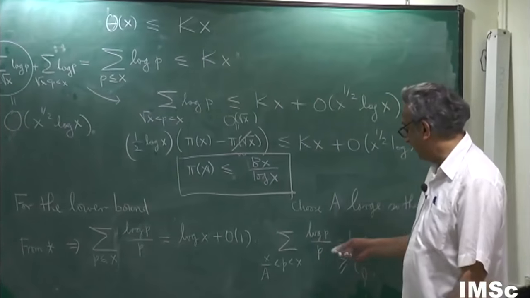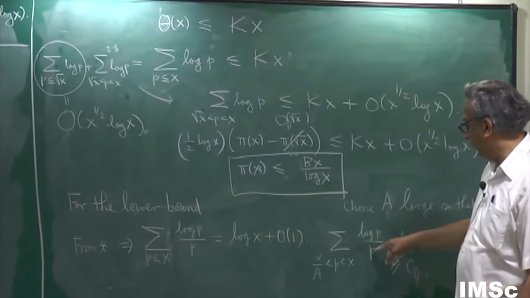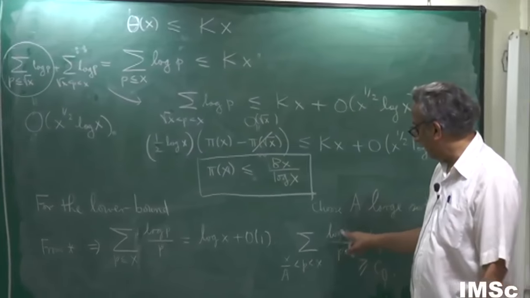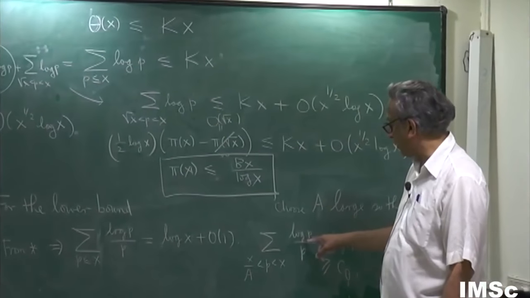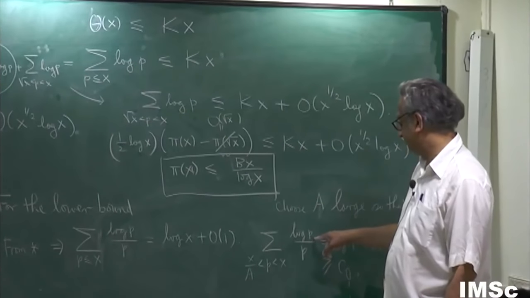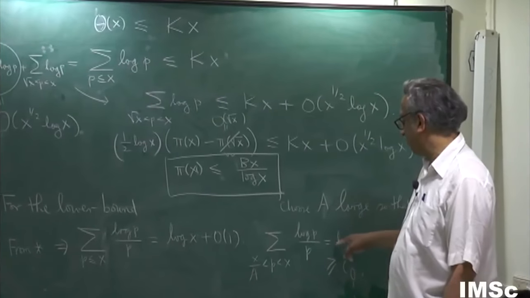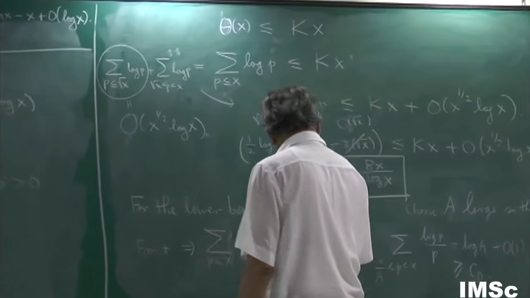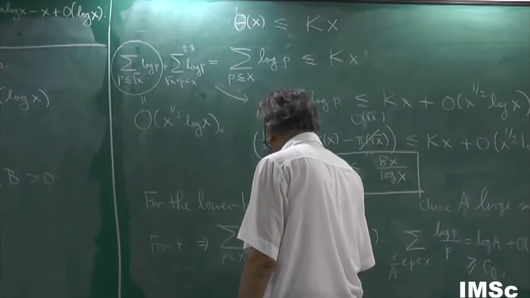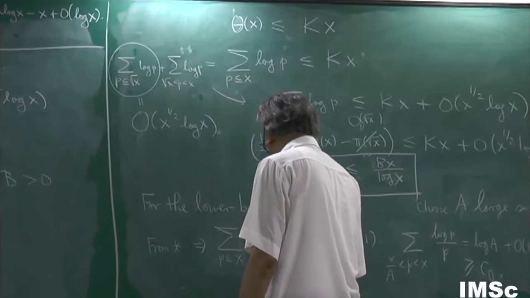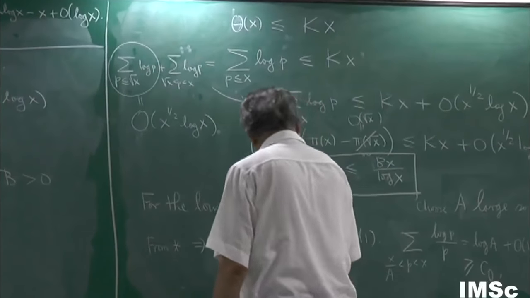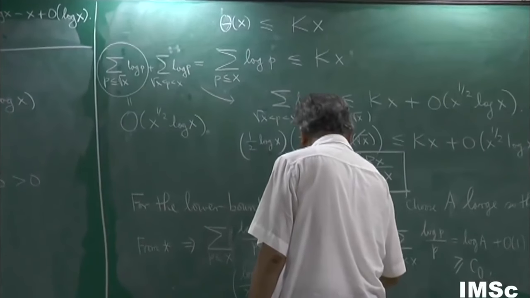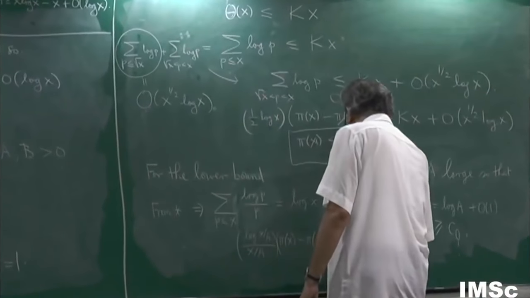And then what do I say? I say that this is a decreasing sequence. The largest term is really at this lower end. So the smallest term, yeah, the larger term is at the other end. So now you can see that log of x over A divided by x over A times the number of primes between x over A and x is bigger than some constant C0.